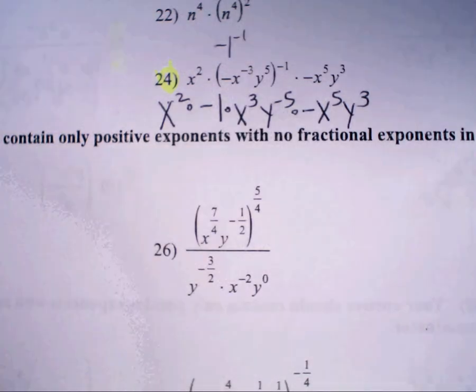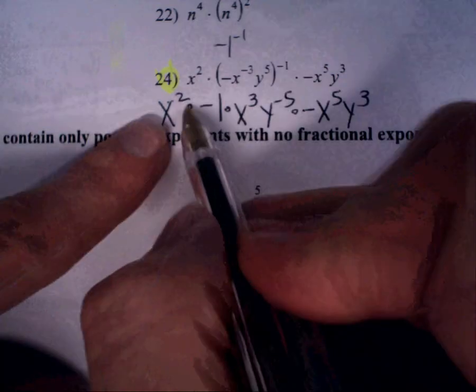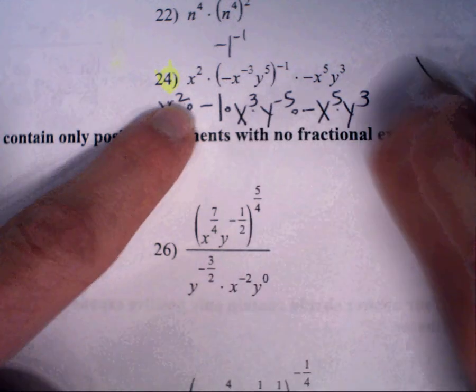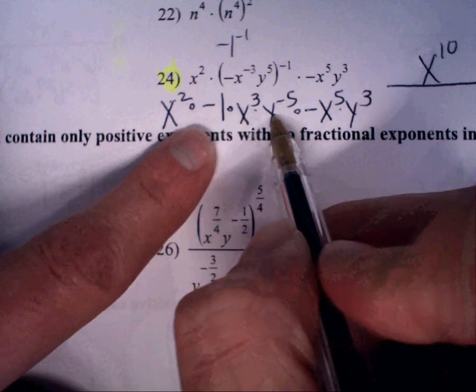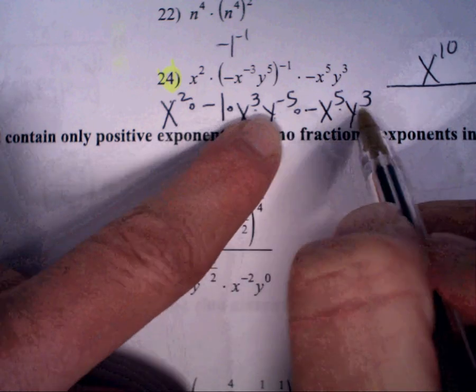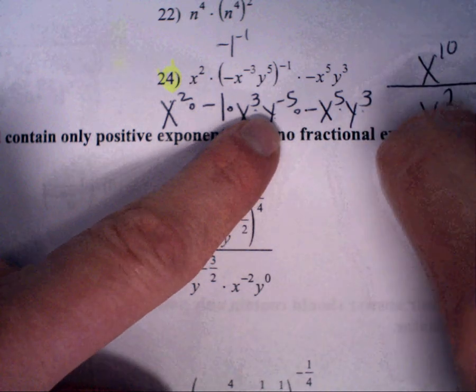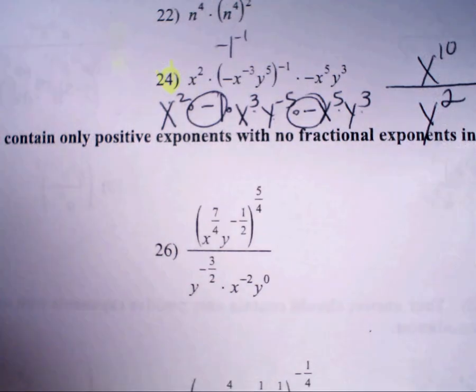Now, in this case, I won't necessarily move anything negative because I just want to see where we're at. So I'm going to add all the x's. 2 plus 3 is 5, plus 5 is 10, x to the 10th. Y to the negative fifth, y to the third makes it y to the negative second. So y to the negative second would move down. Now let's talk about these two negatives. A negative times a negative is a positive, so there is our final answer.